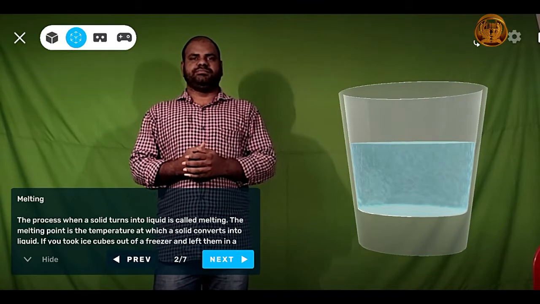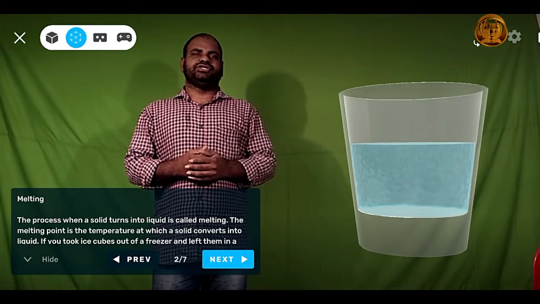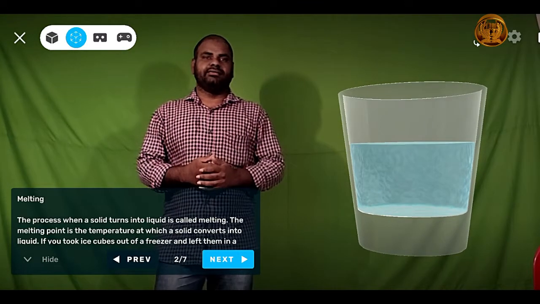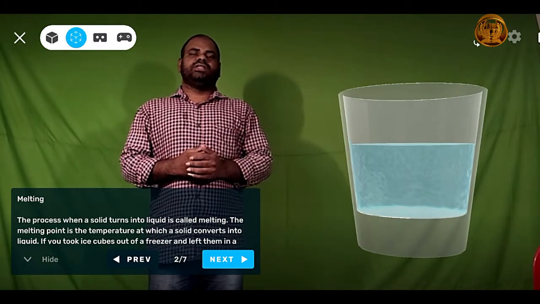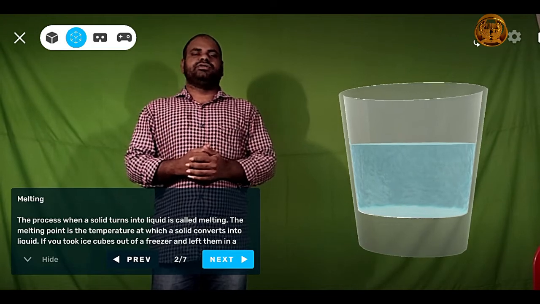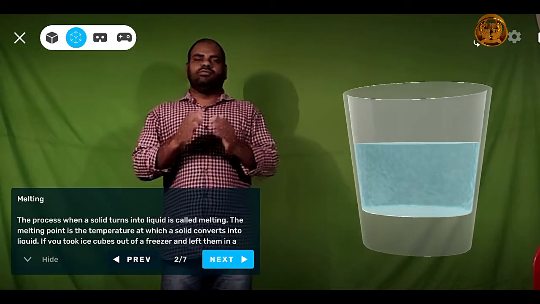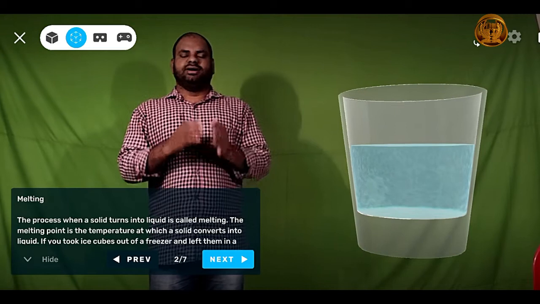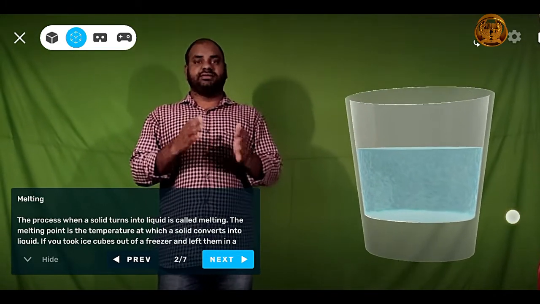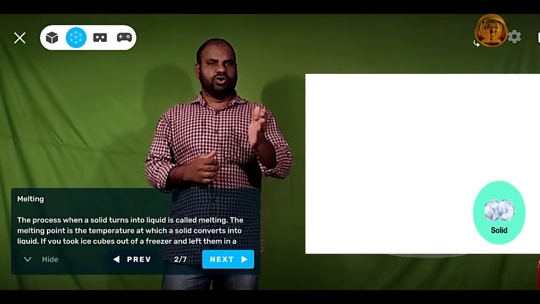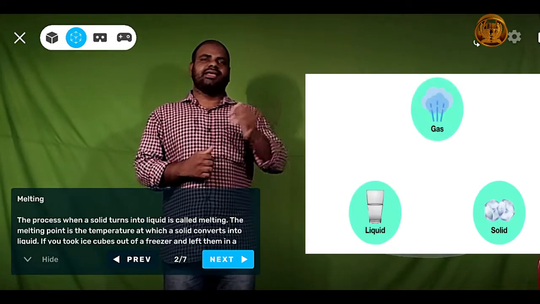The things which exist in nature are called matter because they have some mass and they occupy some volume. So the things which occupy volume and have some mass are called matter. And matter exists in three states: solids, liquids and gases.